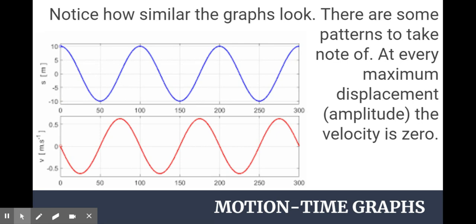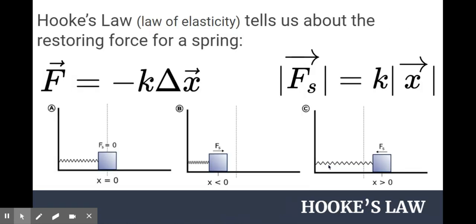Velocity is 0 at 10. Velocity is 0 again at negative 10. So we see a pattern occurring here. That's the kind of thing that you want to look for in those things. It can help you glean some information in these types of things. So I'm not sure if you're going to get hit with motion time graphs for simple harmonic motion, but I wanted you to see it just so you can have an idea of what it should look like, just in case. Now let's talk about something called Hooke's law.